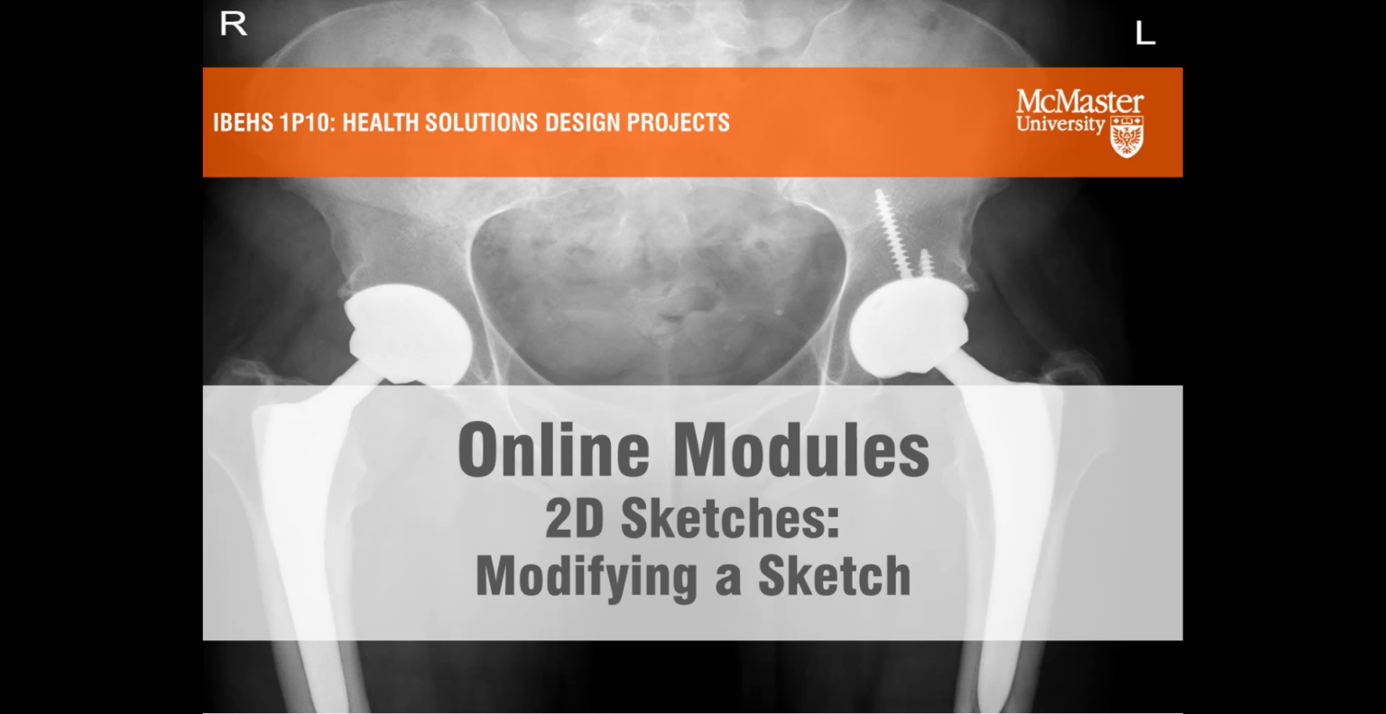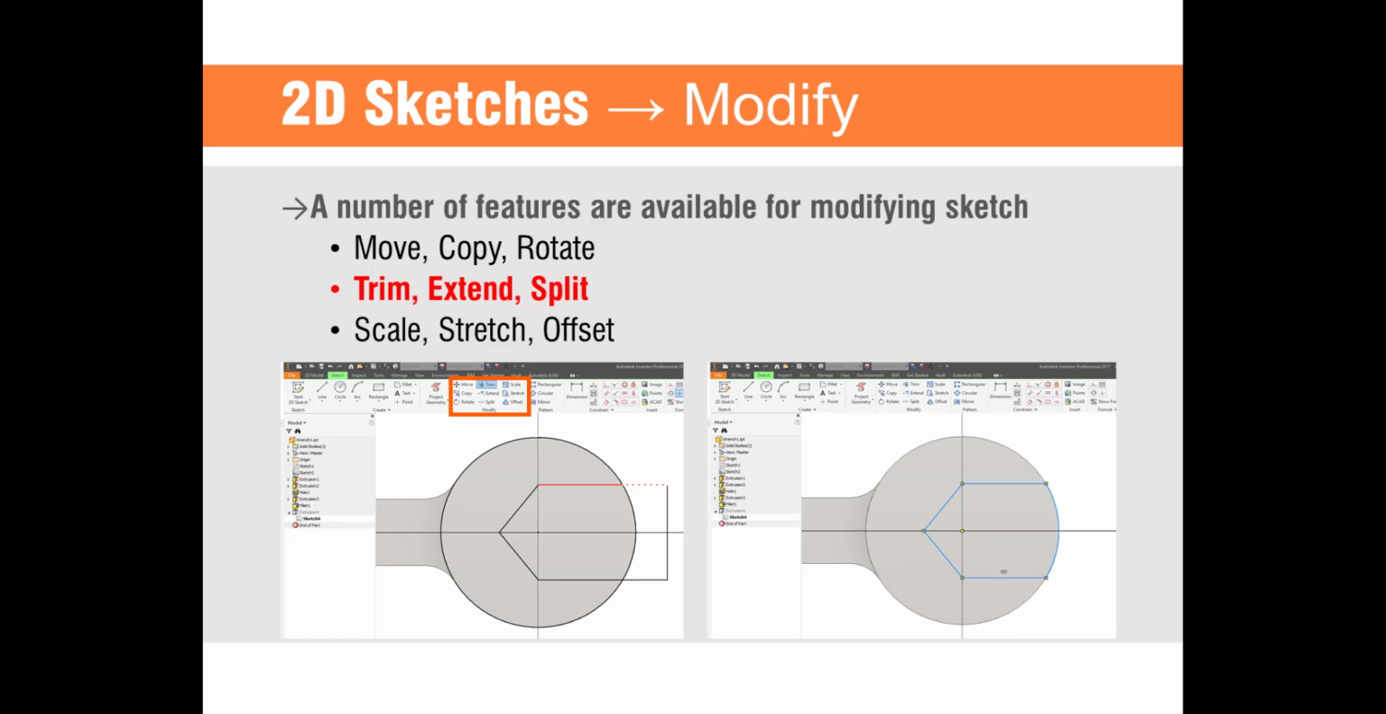In this video, we will learn how to modify our sketches using several tools available in Inventor. When creating a sketch in Inventor, the features available for modifying a sketch are Move, Copy, Rotate, Trim, Extend, Split, and Scale, Stretch, and Offset. For the most part, we will be using Trim, Extend, and Split.